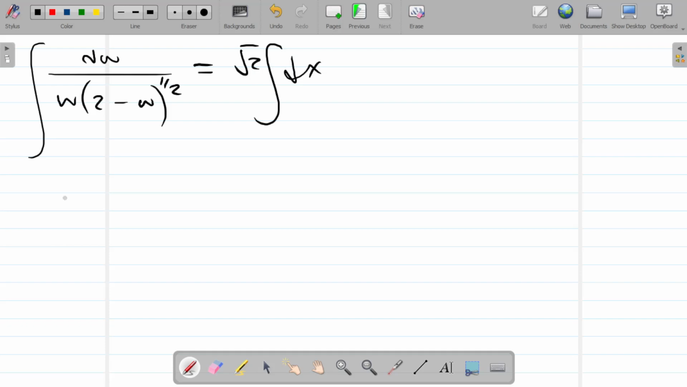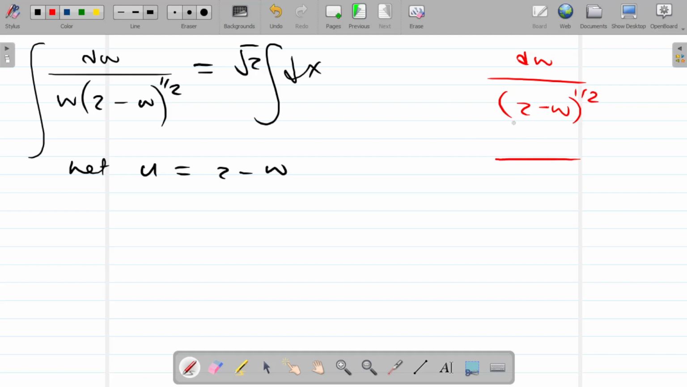Now, what we say is we let u be equal to 2 minus w. So basically, my thinking is that instead of having a dw over a 2 minus w to the power half term, which is hard to solve on its own, if we can convert the denominator into something like u to the power half and then du on top, then it's going to be a lot easier to solve that integral. So let's continue with what we're doing here.